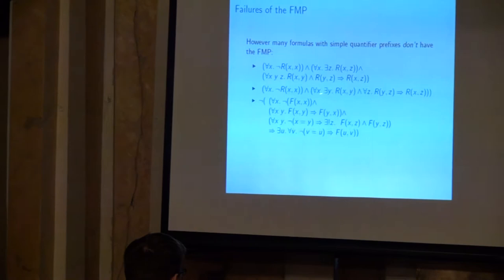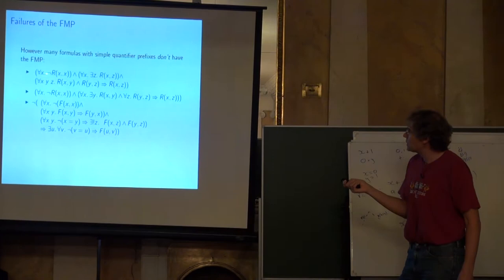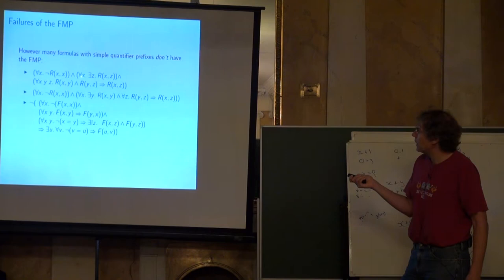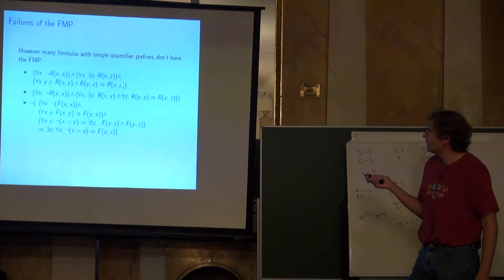So the first one, I think, is the most intuitive. So this is basically saying that a binary relation, you might think of R as a less than relation over the numbers. So it's saying that it's irreflexive, so X is not less than X. And it's also unlimited in the sense that for all X, there is some Z such that X is less than Z, and it's also transitive. So that's an example of a formula that doesn't have the finite model property.